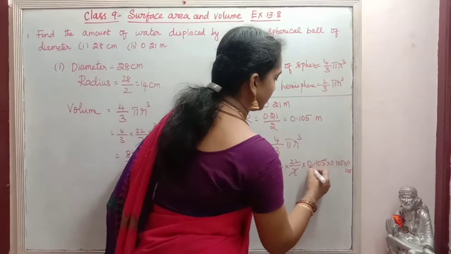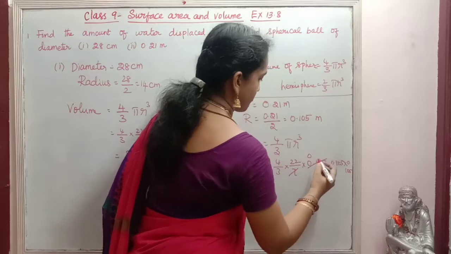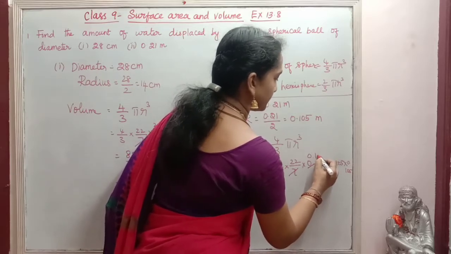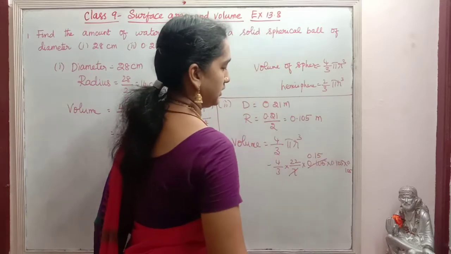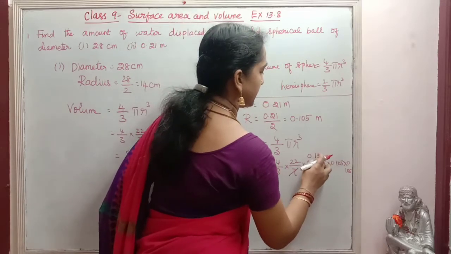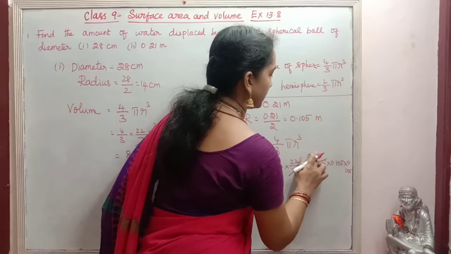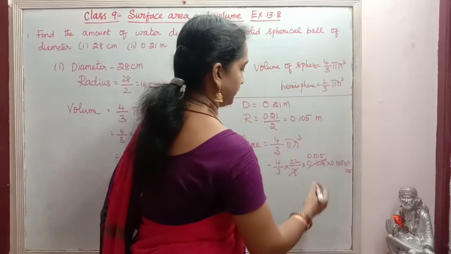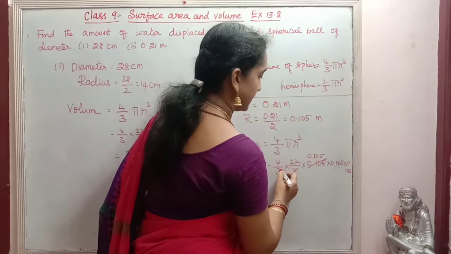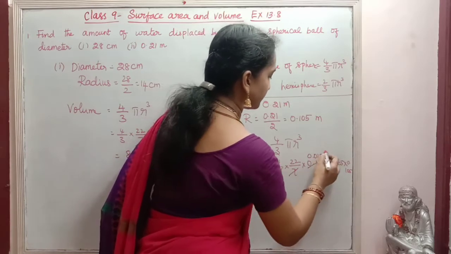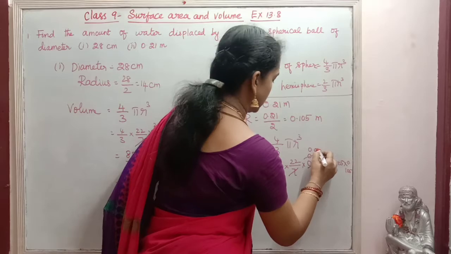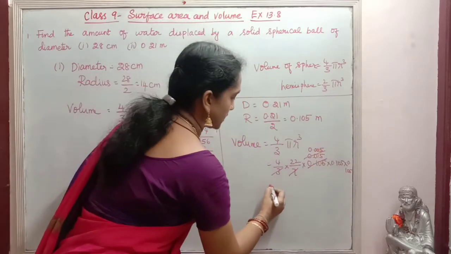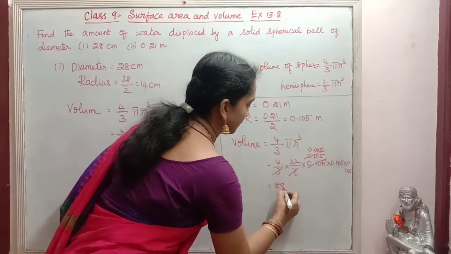In the 7 table, 7 1s are 7, 7 5s are 35. So 7 divides into 0.105 and we get 0.015. Then the next one is 3, when we divide it by 3, we get 0.005. So now all these things need to be multiplied.